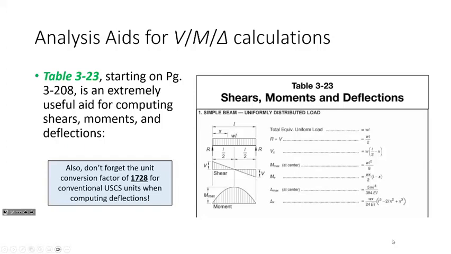So for example, if I have a simply supported beam and a uniformly distributed load, I know the shear goes like that. I know the moment goes like that. I know the maximum moment is WL squared over 8. I know the maximum shear is the reaction, WL over 2, etc. Okay? So it will make the structural analysis a whole lot easier.